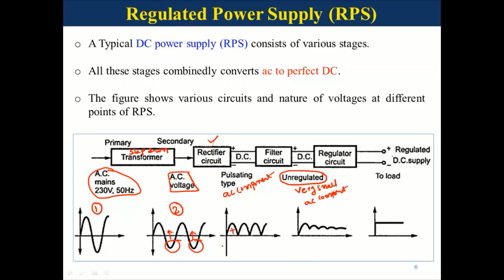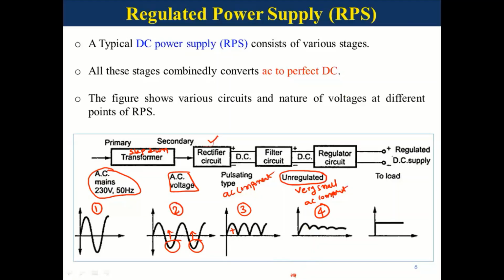But still the output is not perfect DC. There is more AC component. That's why this waveform is given to the filter. This filter circuit eliminates most of the AC component. So the output of the filter is waveform number 4, that is the unregulated power supply, meaning there is a very small AC component present in it.